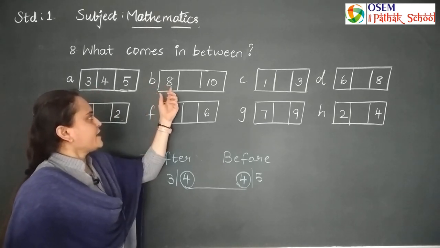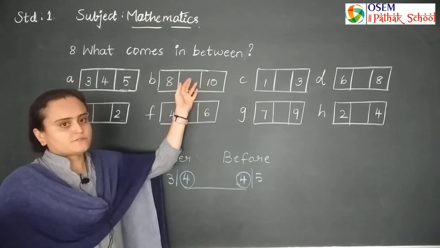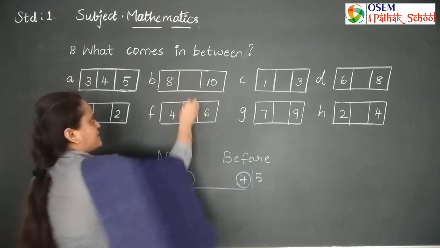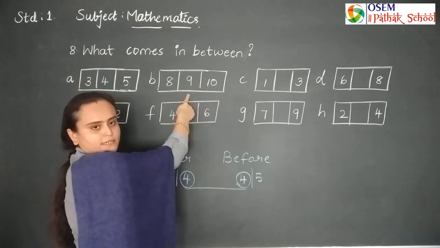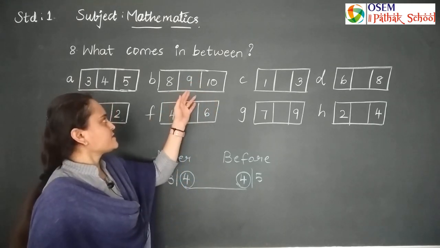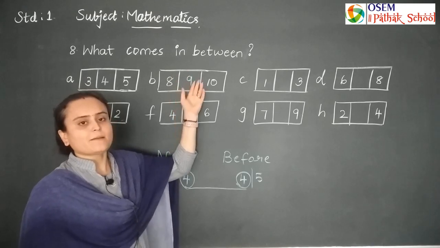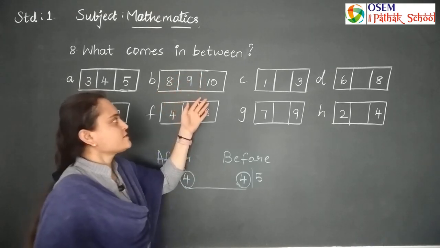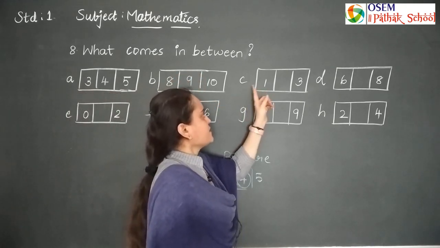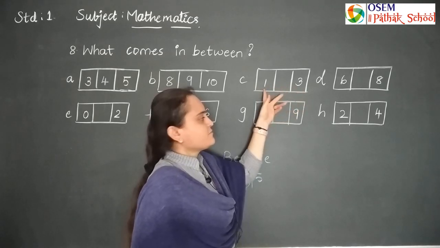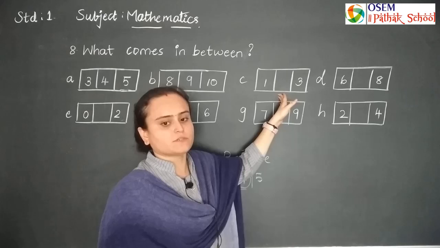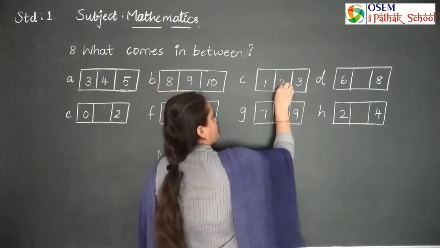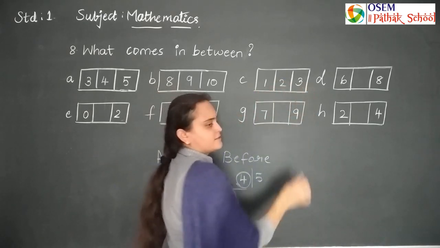Now B, 8 and 10. Between number is 9. After 8, 9. And before 10, 9. It will come 9. 9 is a middle number also, you can say, and between number also you can say. And then C, 1, 3. Then after 1 and before 3, what number will come here in between? 2. 1, 2 and 3.